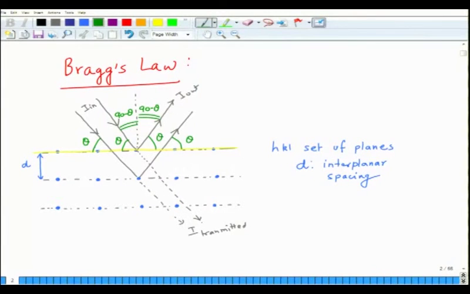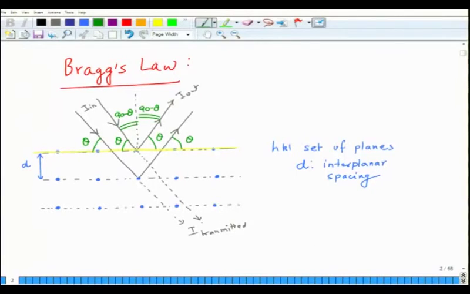Okay. So, now here if I do some geometry, for diffraction to occur, basically the path difference must be equal to integral multiples of the wavelength. That is the condition for diffraction to occur, which comes from Thomas Young's experiment. Okay. So, if I now make a geometry like this, the path difference is the sum of these, right.